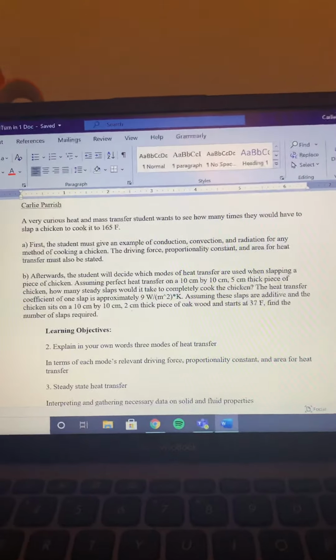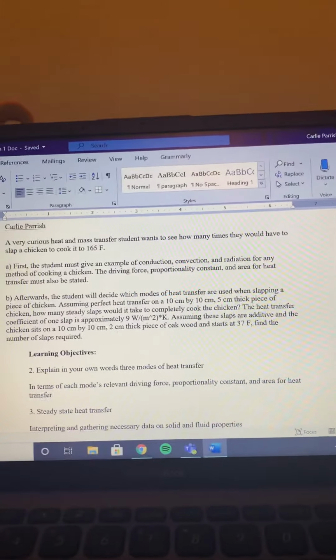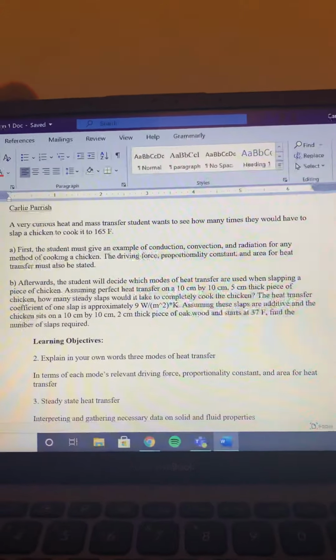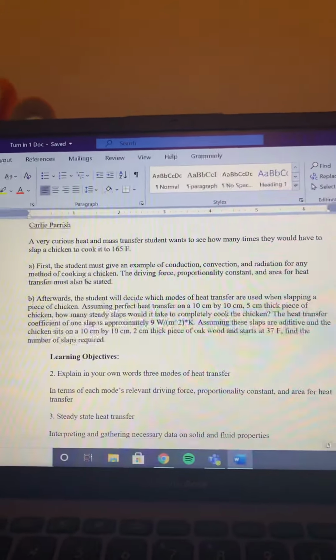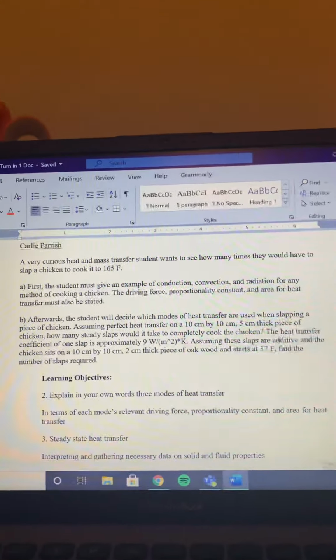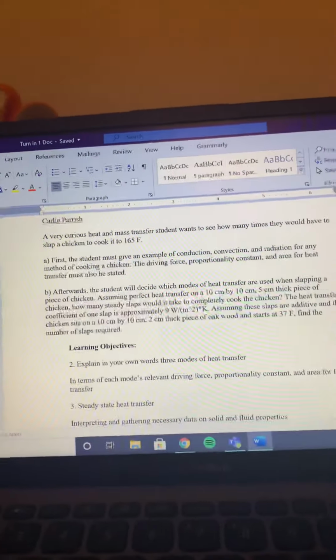So there's some information given, there's going to be some things you're going to have to look up, and eventually you'll be able to find how many slaps are required.